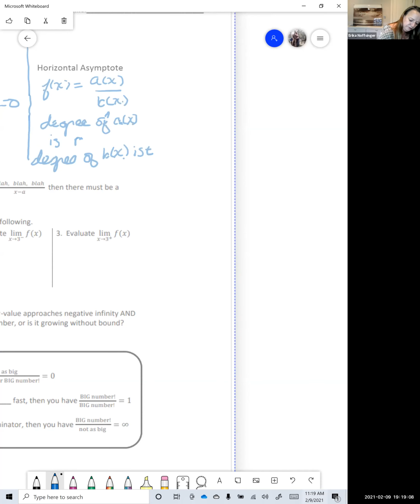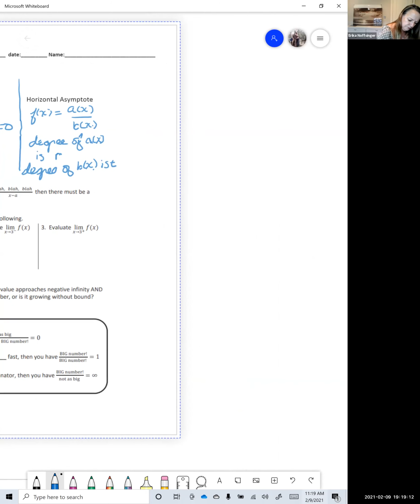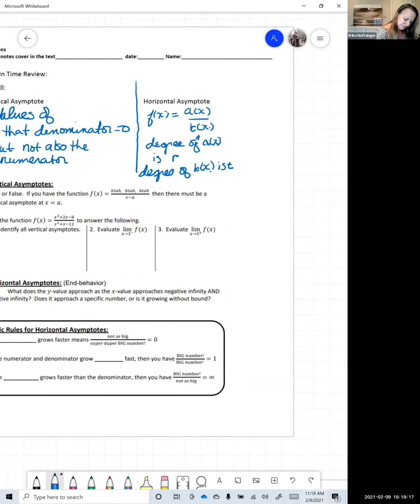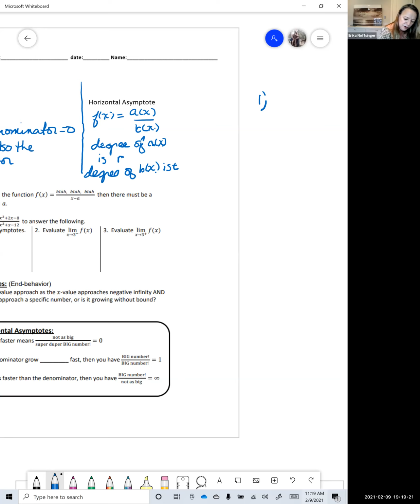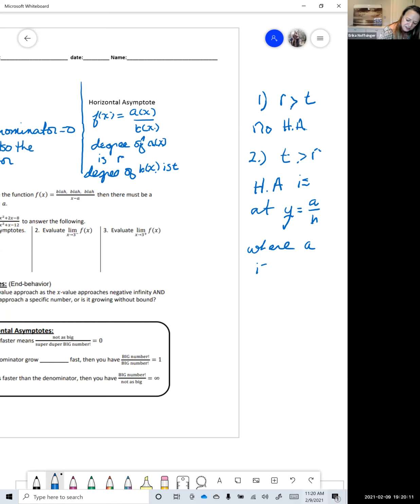So case one: the degree of the numerator, r, is bigger than the degree of the denominator, which we called t. If that is the case, then there's no horizontal asymptote. If the degree of the denominator is bigger, so t is bigger than r, then we have a horizontal asymptote, and the horizontal asymptote is at y equals a over b, where a is the leading coefficient of the numerator.